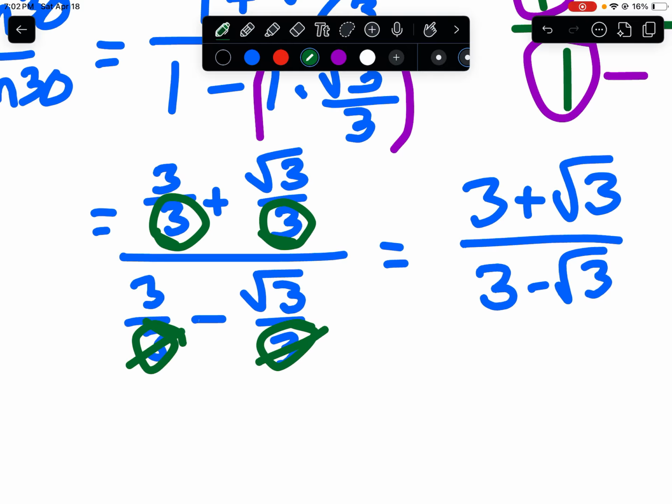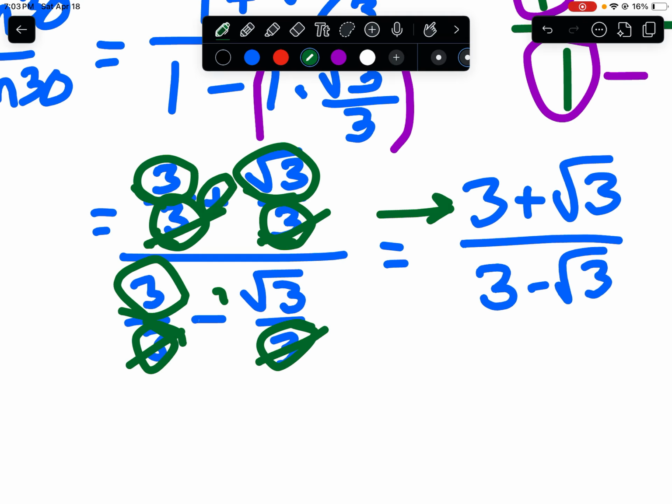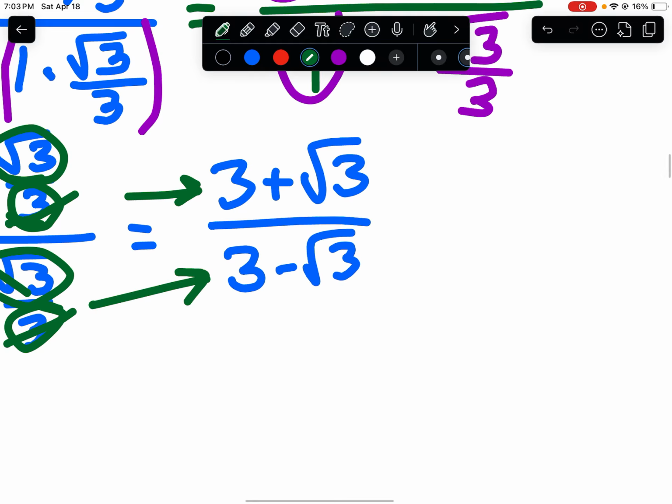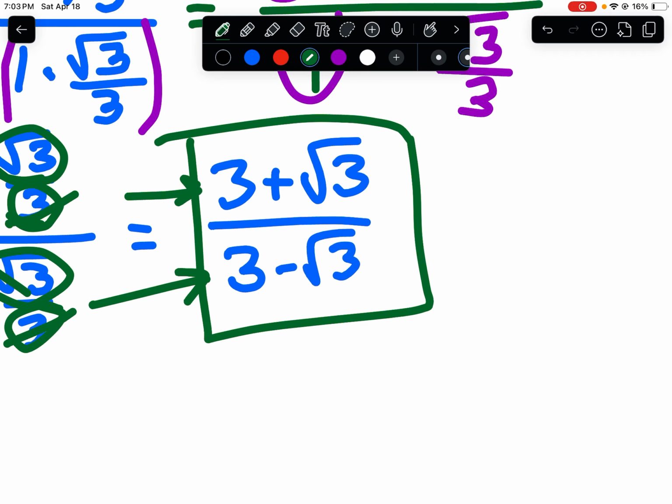And with some mathematical magic, skipping a couple steps here, basically these 3's can all cancel each other out. And so then I'm just left with 3 plus root 3, which is where that top part is coming from, over 3 minus root 3, which is where that bottom part is coming from. And for me, that is as simplified as you need to take it.